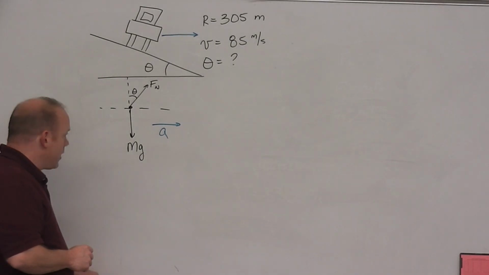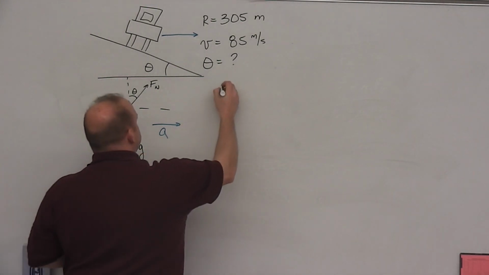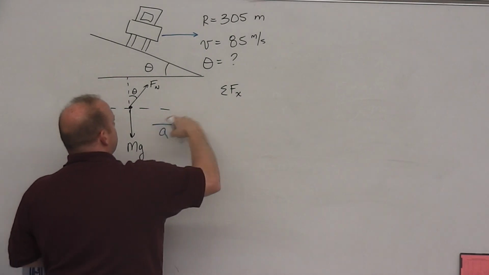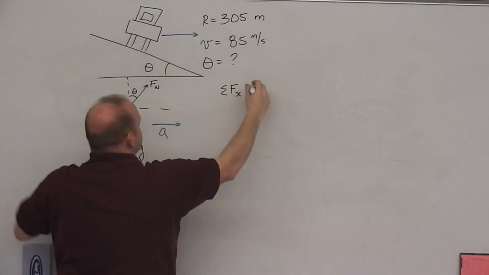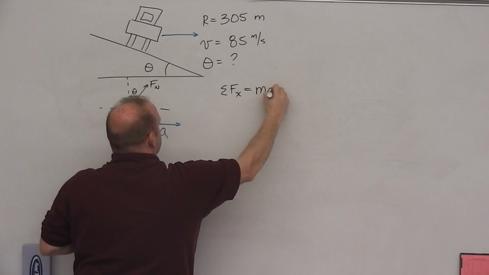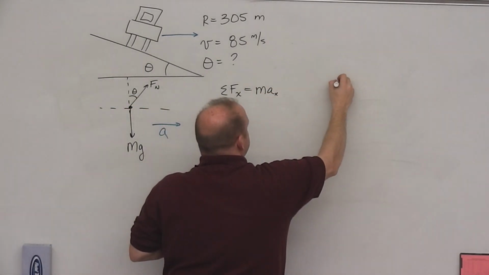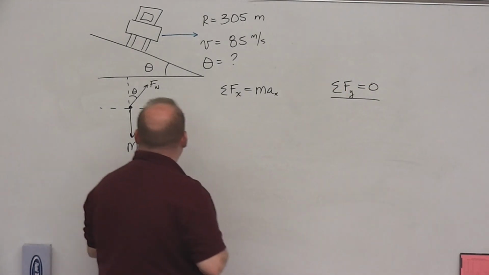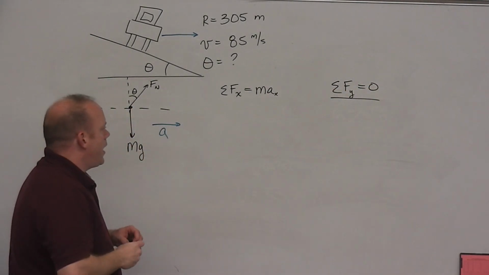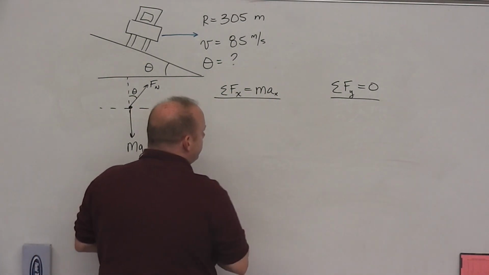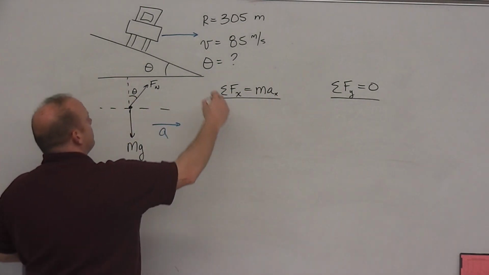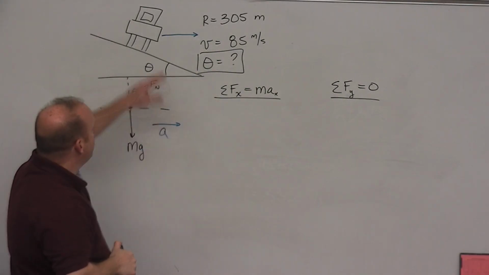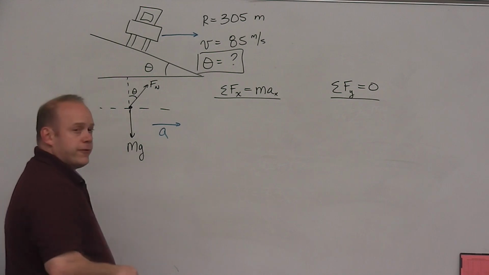So now, if I do this, I can do the sum of all forces in the x, and in the x, my acceleration is in the x. In the y direction, there is no acceleration. I want you to set up the force equations and solve for this angle theta, so that this car does not go down the ramp. We'll finish it off in class.